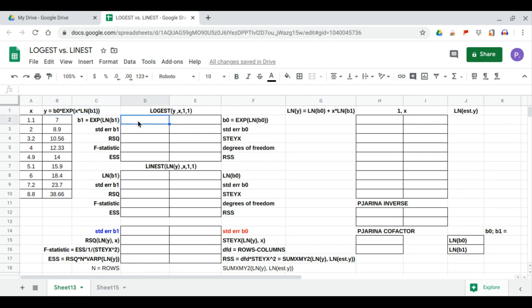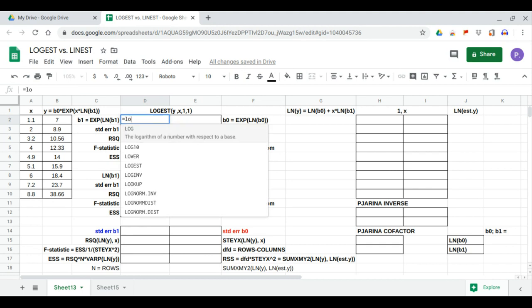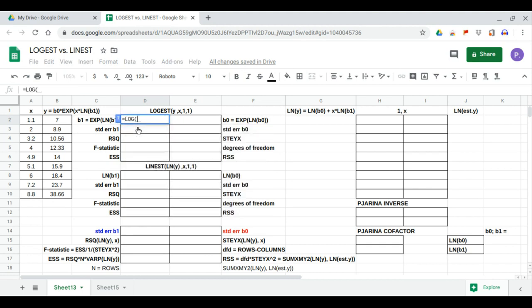We can convert the LOGEST function. We can get the LOGEST function of this data set range. We have data y and data x and show the full statistics. There are 10 outputs. We can also use the LINEST, but we have to convert the equation to its linear form or transform it in linear form.